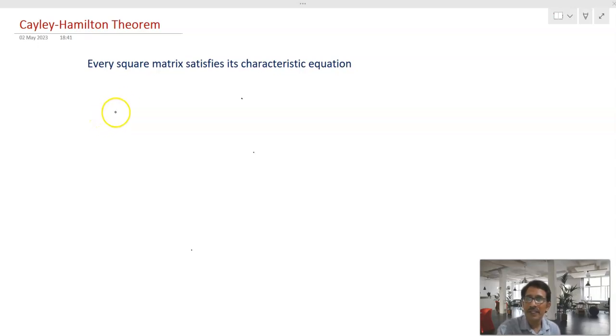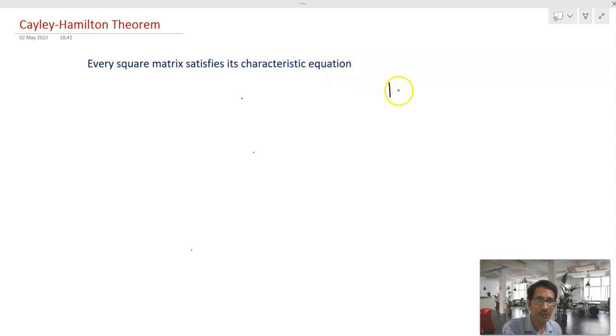Dear students, in this video we will see the fundamentals of Cayley-Hamilton theorem. That is, what are the basic concepts that are required to prove Cayley-Hamilton theorem. I am not giving the proof of the Cayley-Hamilton theorem. So what is the statement of Cayley-Hamilton theorem here? Every square matrix satisfies its characteristic equation.